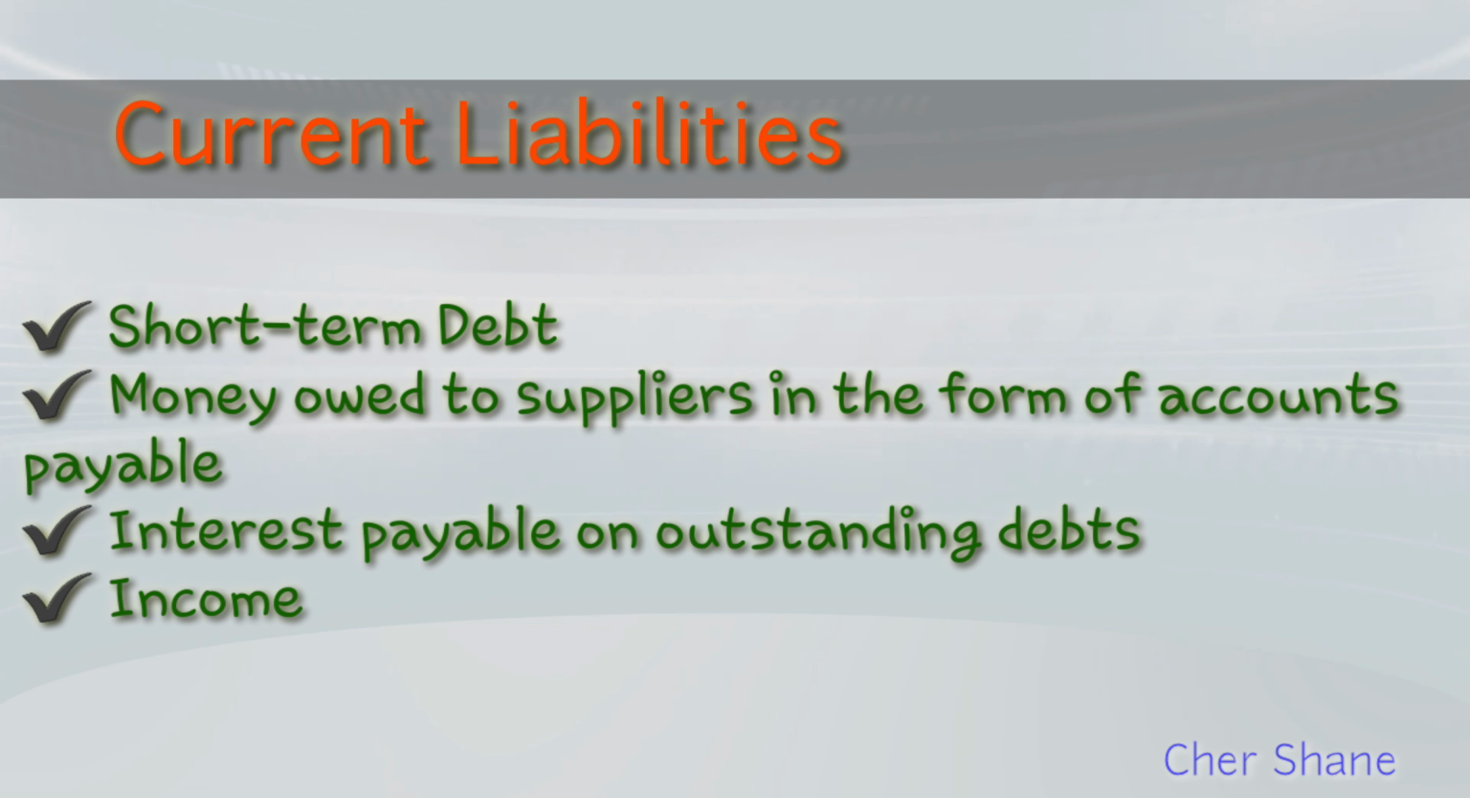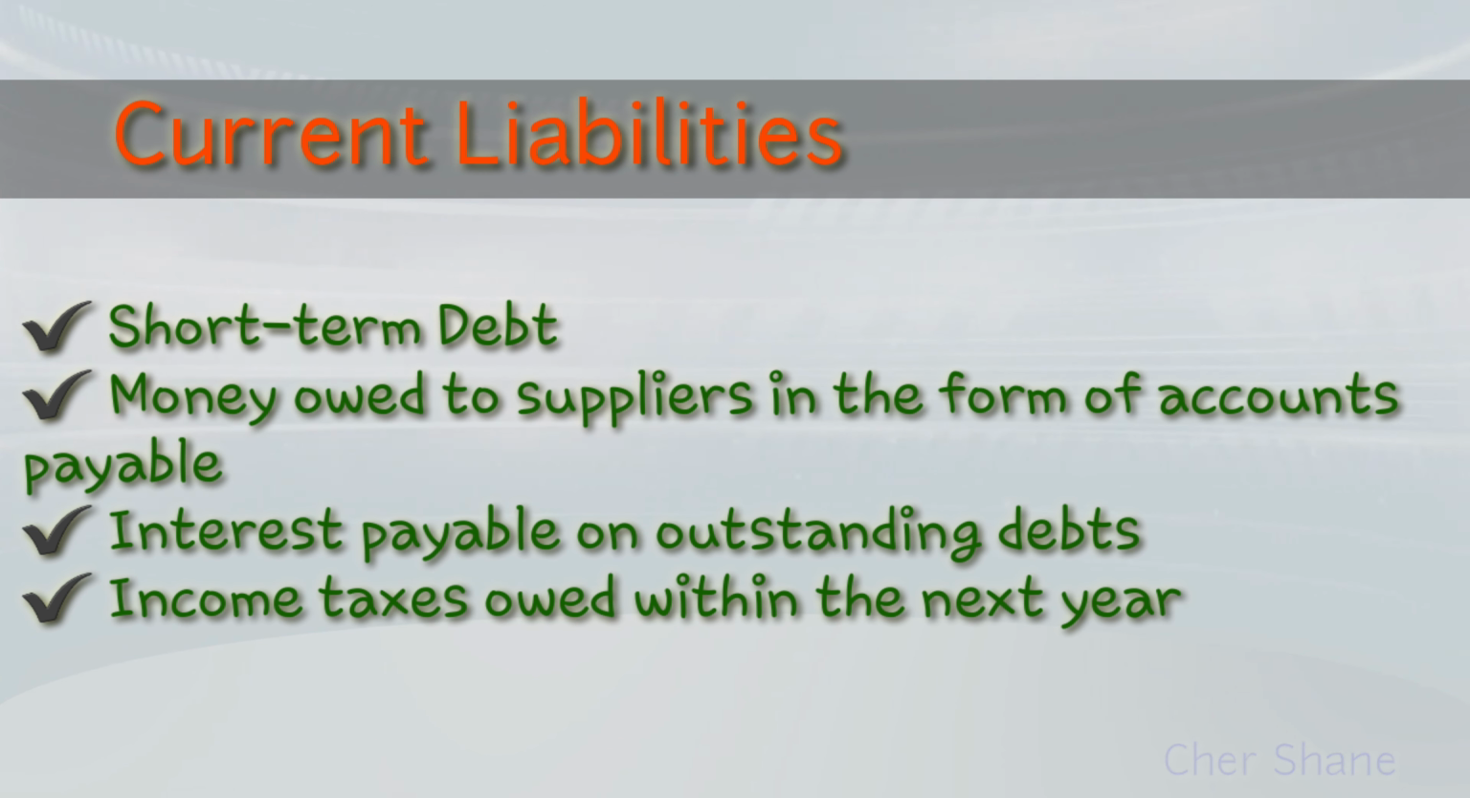A current liability is a financial obligation of a business that is due within 1 year or less. Examples are short-term debts, money owed to suppliers in the form of accounts payable, interest payable on outstanding debts, and income tax owed within the next year. It is always best to review the amount of the business current liabilities against its current assets.